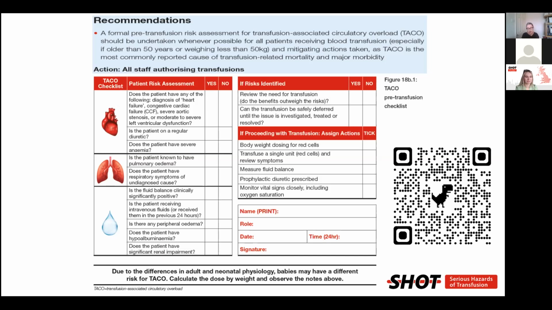So those might be body weight dosing of red cells, so only giving a volume of red cells to meet the patient's hemoglobin target. Single unit and review, measuring the fluid balance, using a prophylactic diuretic if it's not contraindicated in that patient, monitoring the patient more closely, including their oxygen saturation.